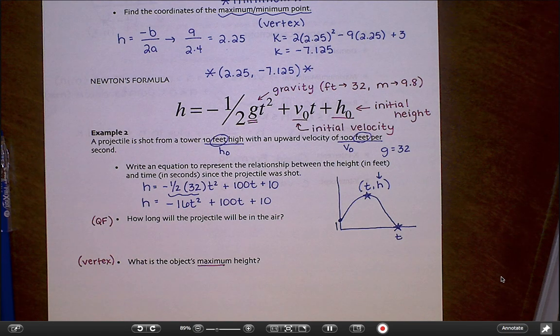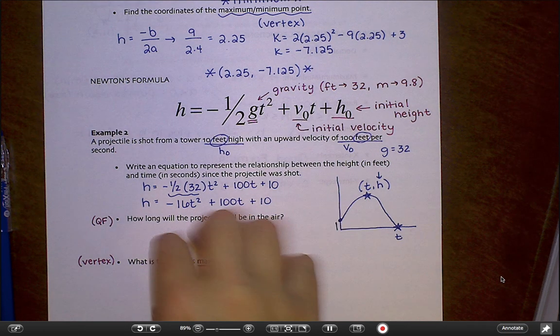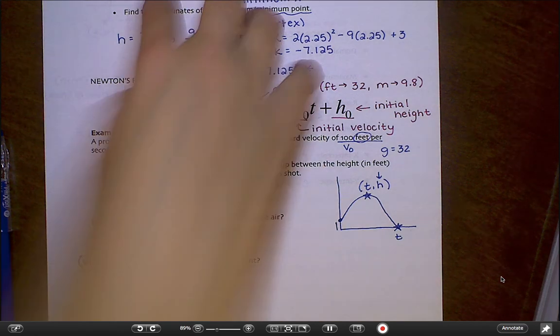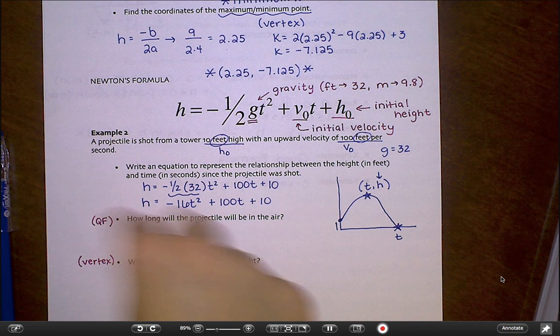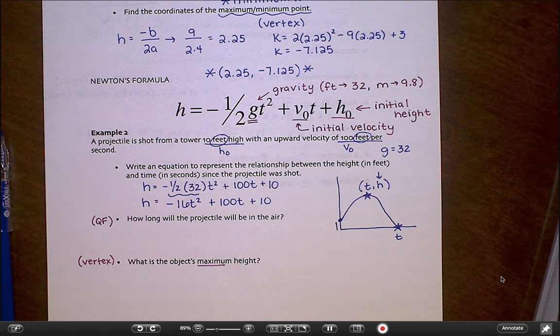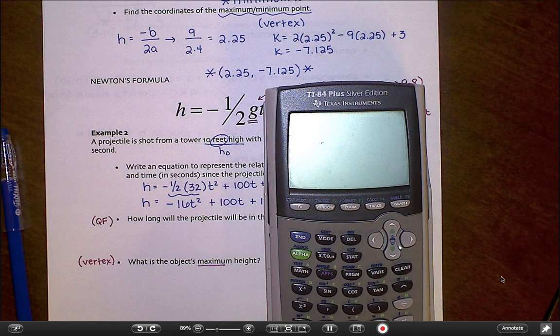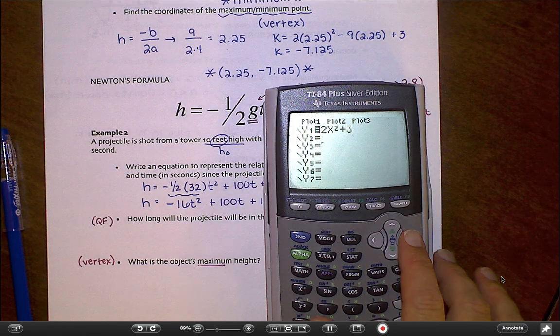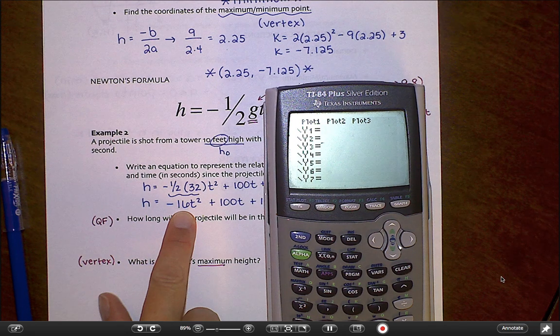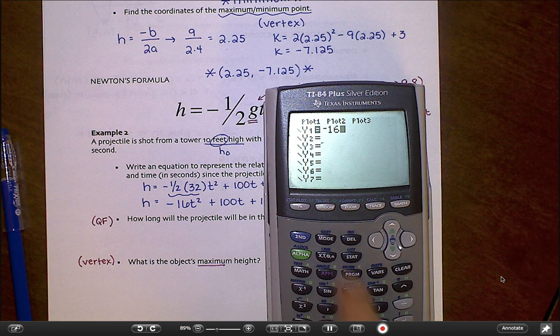So if you look back up at that example 1 that we did, this just corresponds with what we did in example 1. The math we did in example 1 would correspond exactly with these questions. Like I said, I'm going to go through how to do this on your calculator, but if you wanted to do it mathematically, you could just follow basically the same process we did up there. So in my calculator, I'm going to go to y equals, and I'm going to graph the equation I came up with: -16x squared plus 100x plus 10.